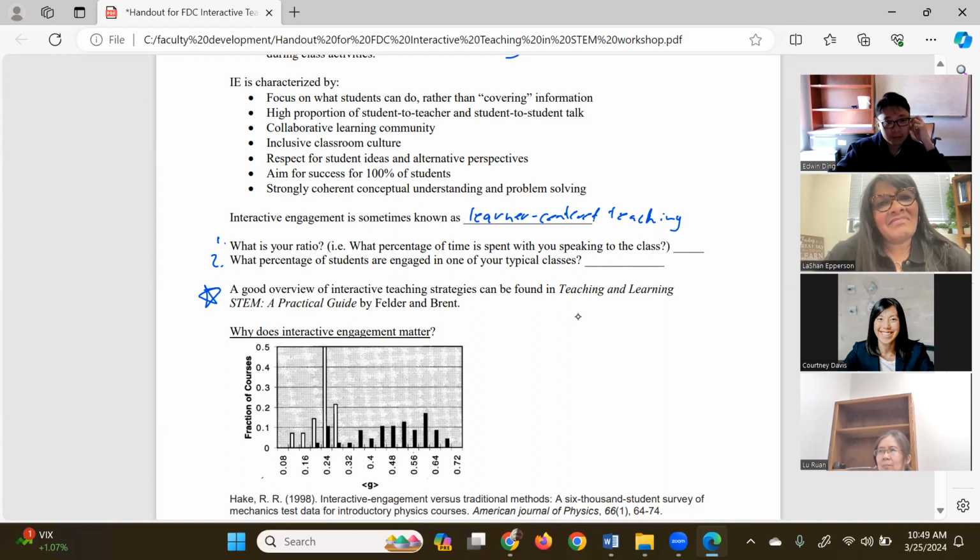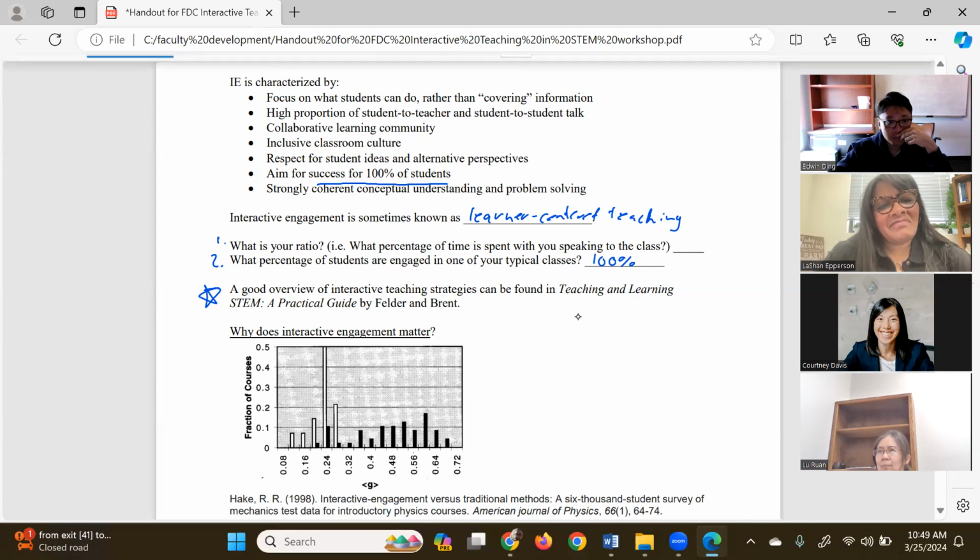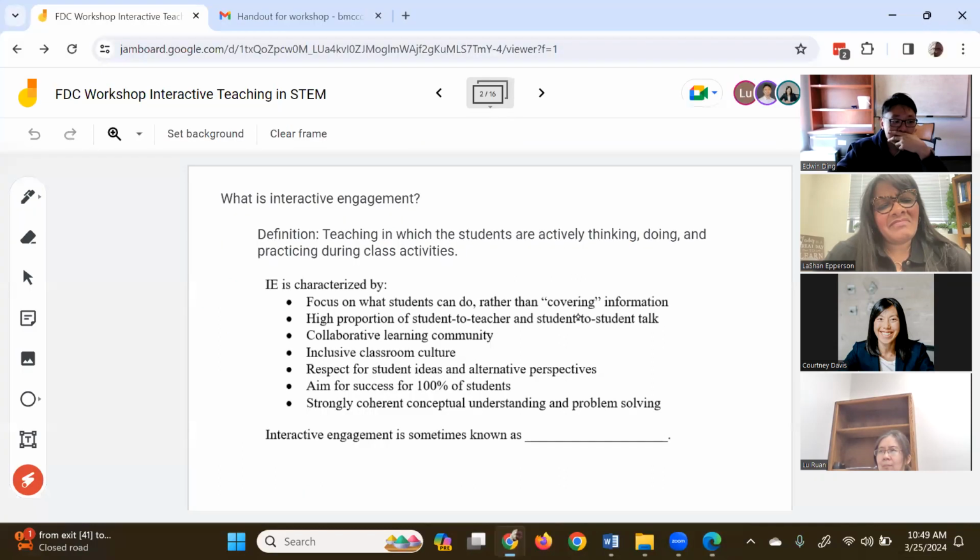So ideally on this one, I would say that there is a correct answer. We want it to be 100%. We don't always get there. And that is tied back to this, aim for success of the 100% of the students. So if your percentage of students who are engaged is less than 100%, you're probably not going to reach 100% success. Okay, moving along. I'm heading back over to the slides for a minute.